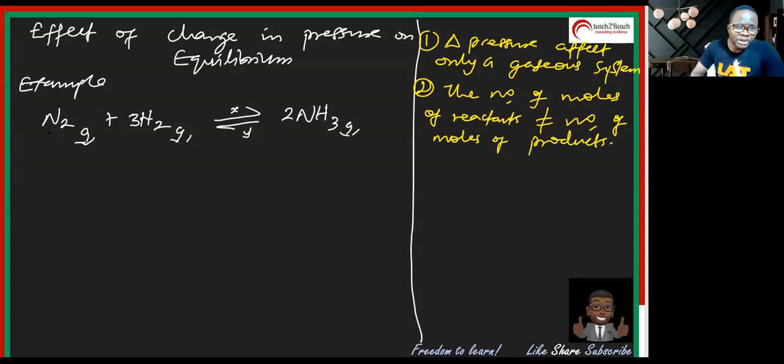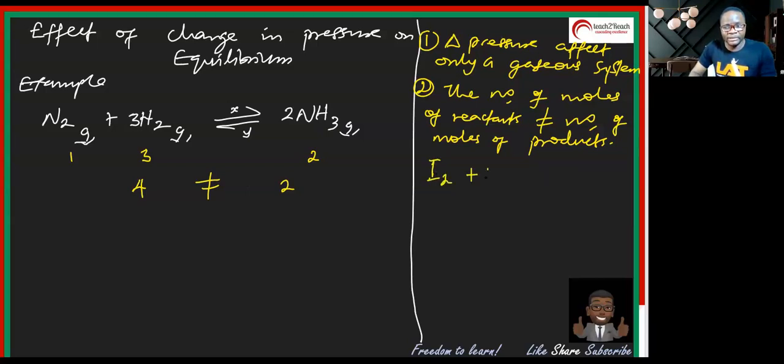For example, if you look at this system that we are looking at here, the number of moles of nitrogen is 1, number of moles of hydrogen is 3, number of moles of ammonia here is 2. So on the reactant side we have 4, and 4 is not equal to 2. So that tells us that change in pressure will affect equilibrium in this system.